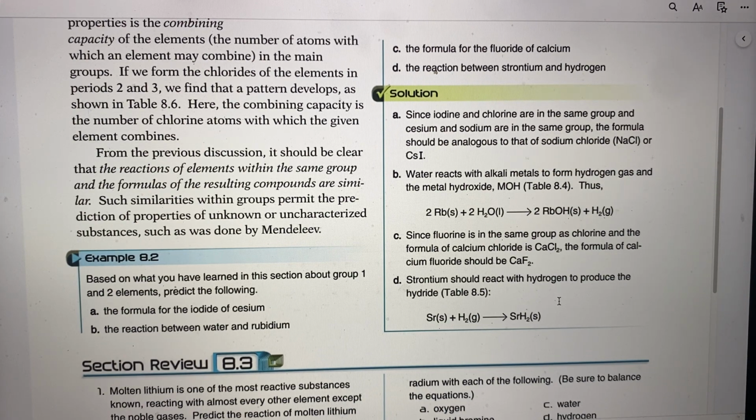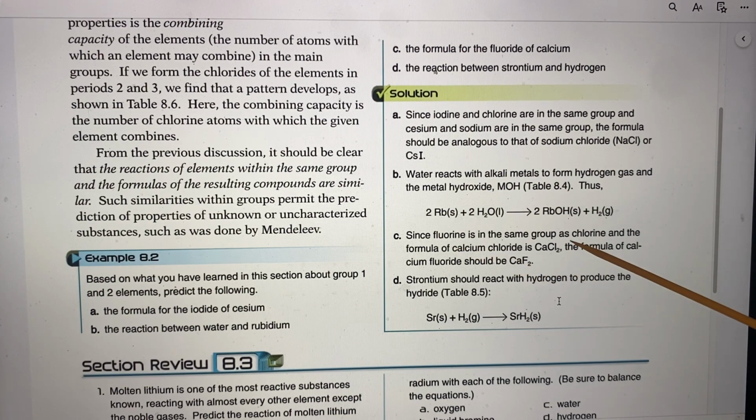The formula for cesium iodide. Next, the reaction between water and rubidium. So water reacts with the alkali metals to form hydrogen gas and the metal hydroxide, from table 8.4. Thus, two rubidiums plus water will equal rubidium hydroxide and release hydrogen gas, H2. So this would be the formula. Next, the formula for fluoride of calcium.